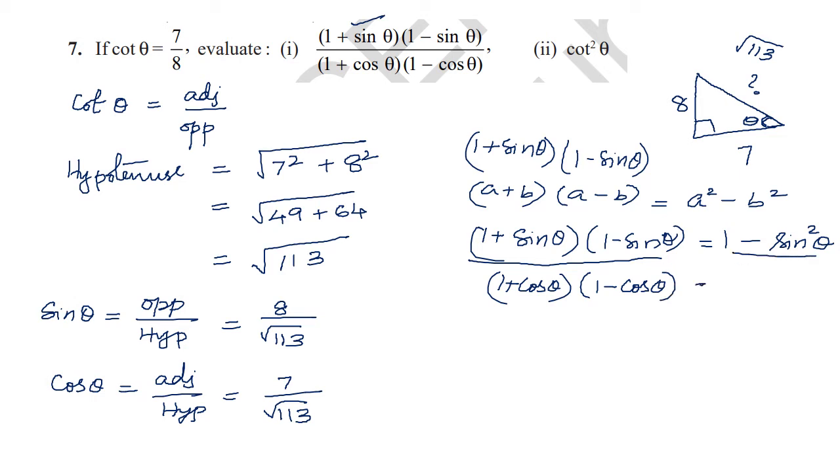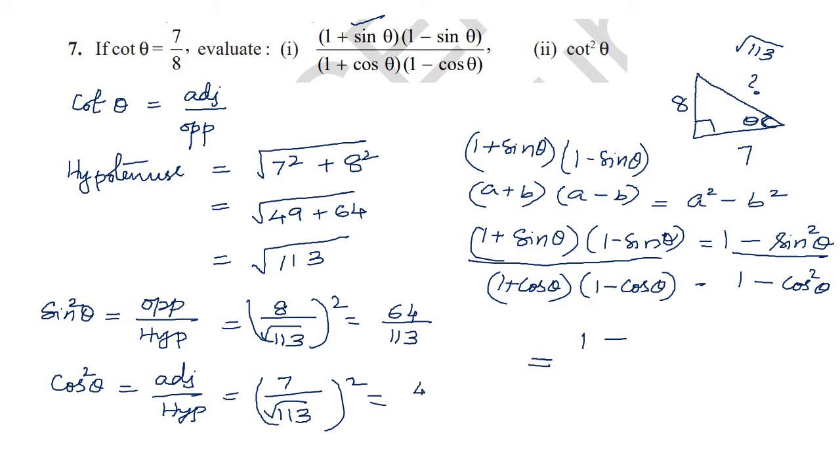This will be equal to 1 minus sine square theta by, this is again a plus b into a minus b, so what do you get? 1 minus cos square theta. Now you can just substitute here. 1 minus sine square theta, sine is 8 by root 113. So sine square theta will be what? Whole square of this. What will be the square of this? 64 by 113. And cos square theta, what will be cos square theta? 49 by 113.